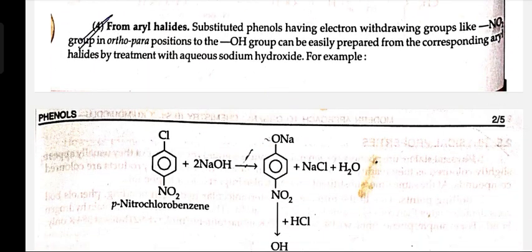The fourth method is from the aryl halides. Substituted phenols having electron withdrawing groups like the nitro group in the ortho and para positions to the OH group can be easily prepared from the corresponding aryl halides by treatment with aqueous sodium hydroxide.